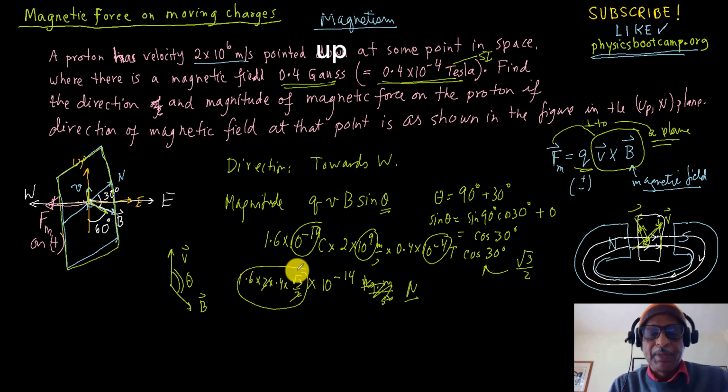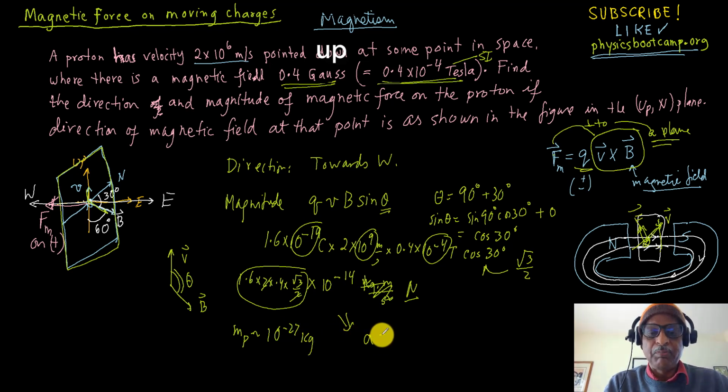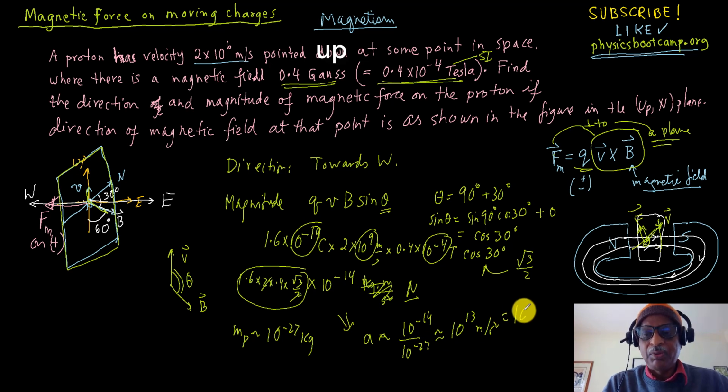It looks like a very small force, but when you think about the mass of the proton, which is 10 to the power minus 27 kilogram, then you can see the acceleration will be 10 to the minus 14 over 10 to the minus 27. So this is 10 to the power 13 meter per second squared. It's like 10 to the power 12 G's. That's pretty high acceleration, right? You would agree with that? So this is how you do it.